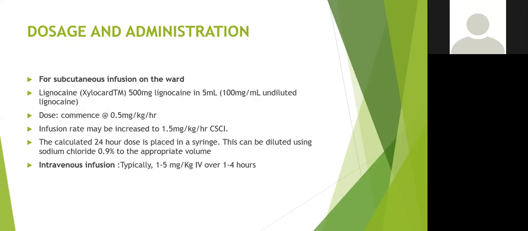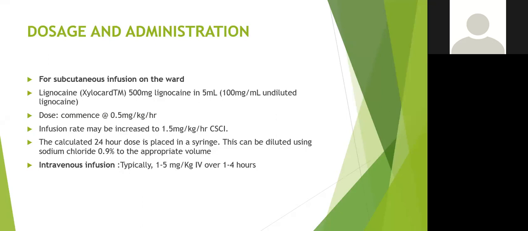Next slide. So how do you give it? We can give it both subcutaneously and intravenously. What I'm used to doing is subcutaneously, so I've given that in detail. Basically, it's a subcutaneous infusion in a syringe pump along with normal saline. You take lignocaine, 500 milligram in 5 mils, which is 100 milligram per mil undiluted lignocaine, and the dose is 0.5 mg per kg per hour. So 80 kilo will be 40 milligram per hour.